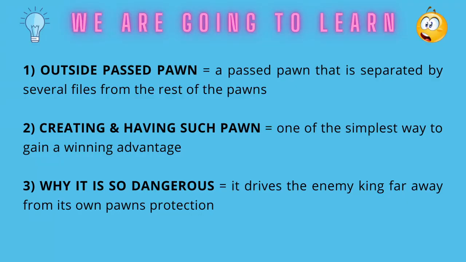First is the outside passed pawn. You need to know what this pawn is and why you need to recognize it pretty quickly. Another one, you need to know the process of creating and having such a pawn, because this way you can manage this. Another one, why such a pawn is so important, and at the same time, why this pawn is so dangerous. What pawn are we talking about? The outside passed pawn, of course.